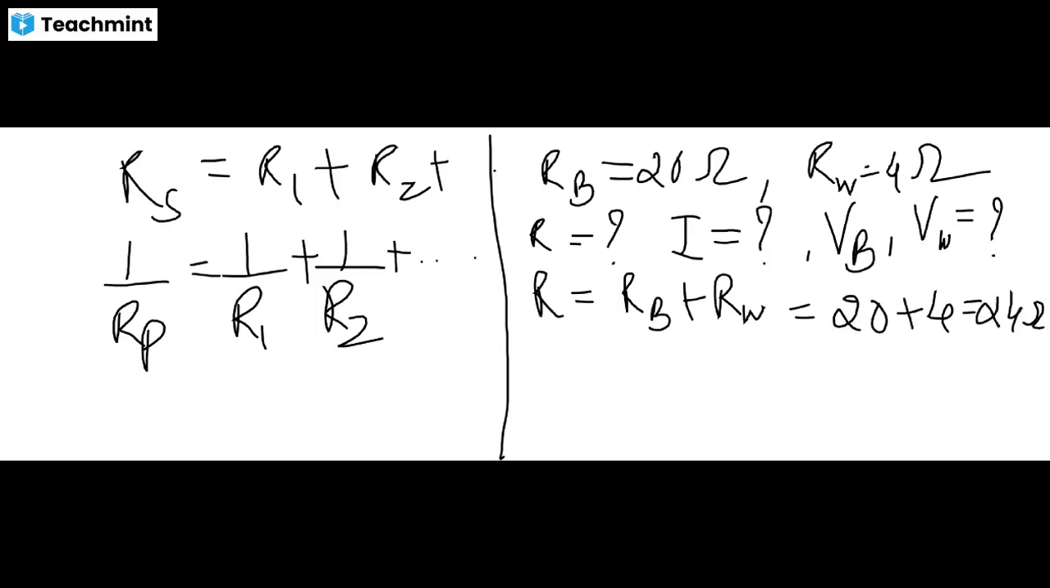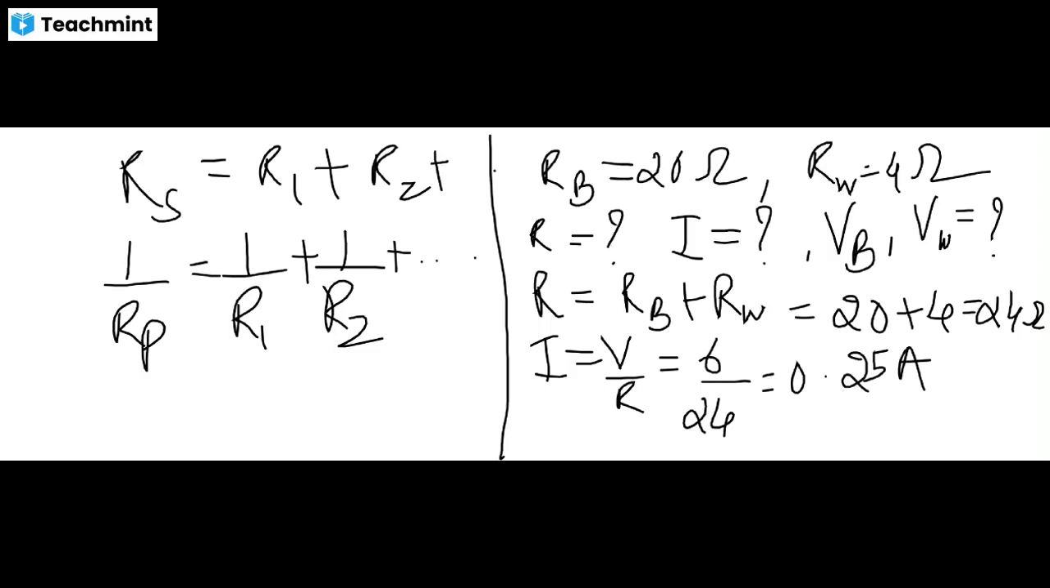Right? Now they have asked you to calculate the current in the circuit. How do you calculate the current? V is equal to IR, so I is equal to V by R. V is given, 6 volt, and R you got as 24 ohms. 6 by 24 is 1 by 4. So the current will be 0.25 ampere.